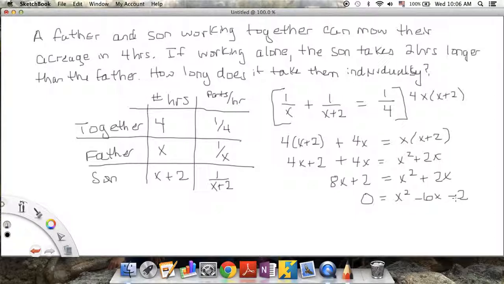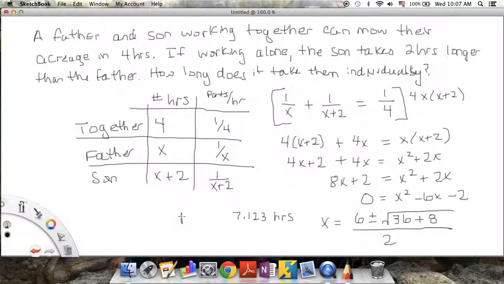Okay, this doesn't factor, so we need to use our quadratic formula. So we have x equals opposite b, so that means 6, plus or minus the square root of b squared minus 4ac. So we're going to end up adding 8 there, all over 2a. Now if you calculate this out, you'll get 2 answers. One is about 7.123 hours, and another is negative 1.123, but that doesn't make sense. We're not going to use a negative number of hours in this problem.